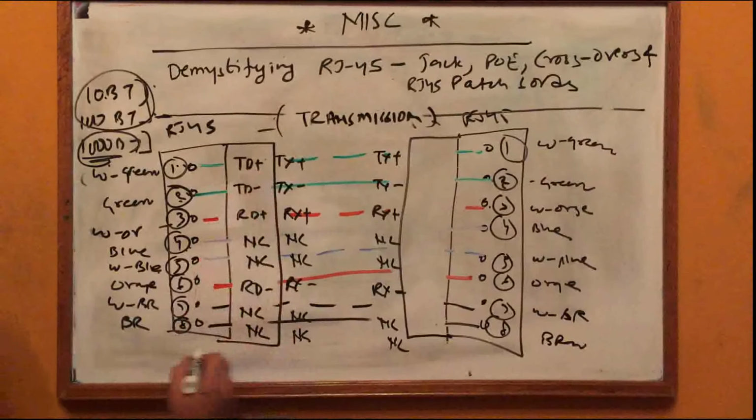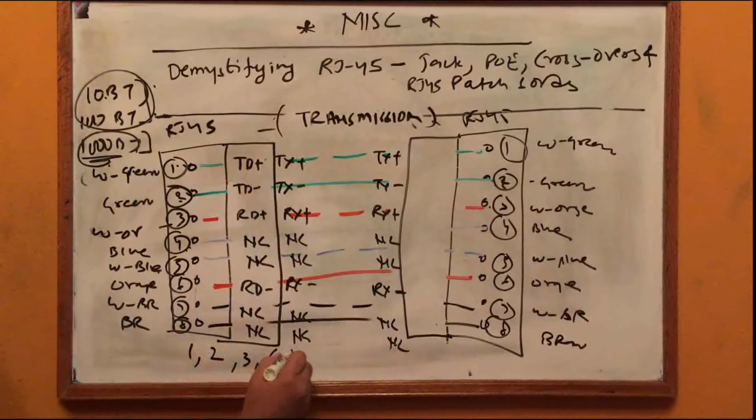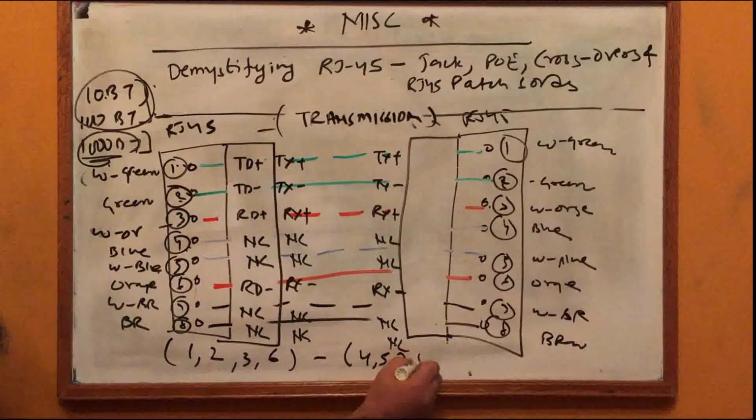So let me write it. 1, 2, 3 and 6 is actually used, whereas 4, 5, 7, 8 is not connected, means not in use. So 4, 5, 7, 8 are not used, but the 1, 2, 3, 6 cables are actually used to transmit and receive the data over the networks.